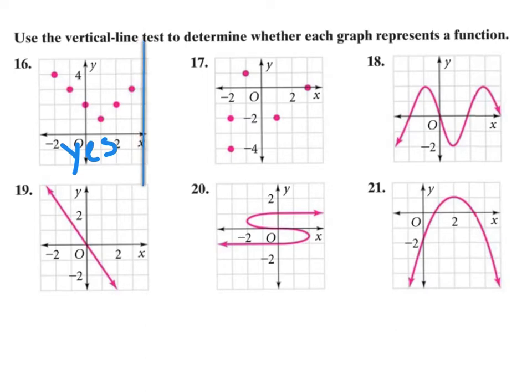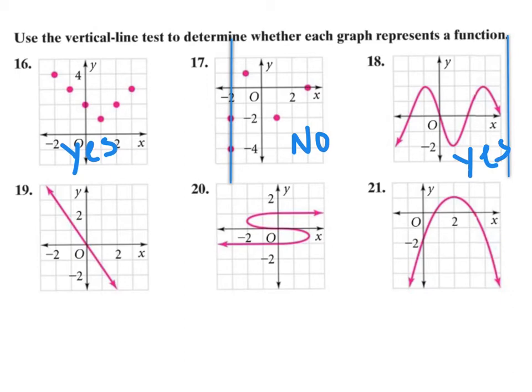In this next example, if I were to move my vertical line to this point, it is crossing it twice. So this would be, no, it is not a function. For the next example, if I move my vertical line, it crosses at each point only once. So I could say that, yes, this is a function. For the next example in the bottom left, as I move my vertical line, it only crosses it once. So I could say that, yes, it is a function.